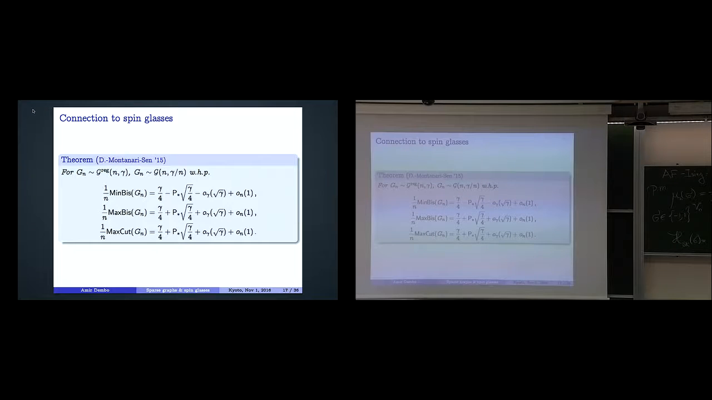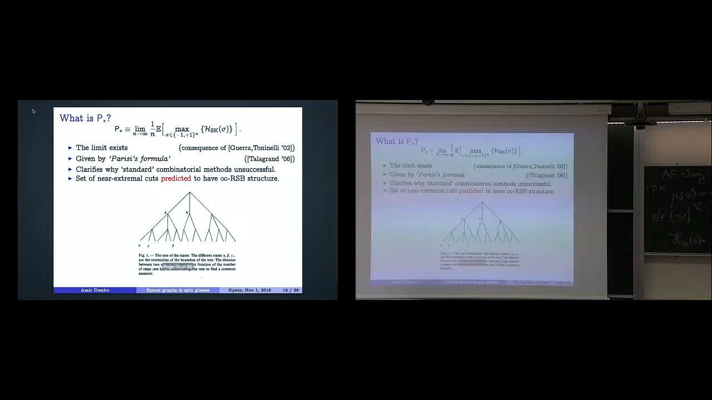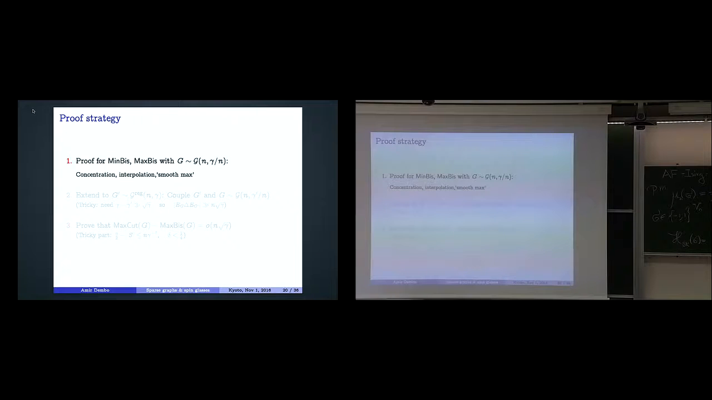Okay? And I will also do only the strategy of it. So we start here. We are going to look at the proof of the min bisection only. The proof goes as follows. You first prove it for min bisection and max bisection for the Erdős–Rényi case, because the independence here is more useful than the regularity. And the proof involves 3 steps. It involves concentration, interpolation, and a smooth max. The concentration is essentially the same as what Bollobás has shown, Azuma–Hoeffding or a classical concentration inequality, not exciting in this case.